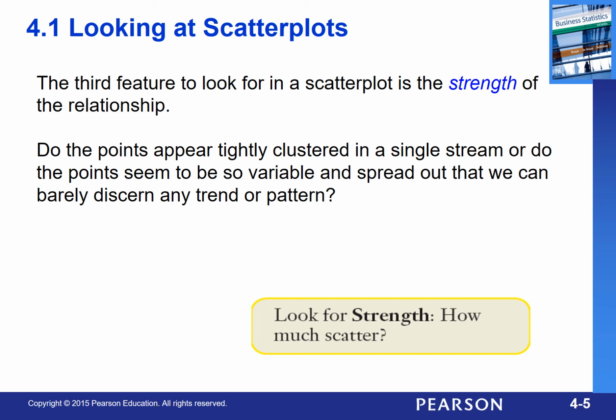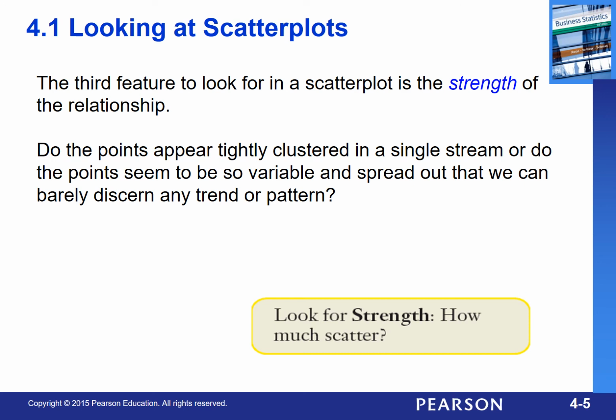So if it's very tightly clustered and your shape is really, really strong and it's pretty clear what's going on, like you could almost play connect the dots with it with a single line, then you probably have something strong. If you've got a little bit of scatter away from that, we usually call it moderate. And if we kind of see a pattern and I can almost see a shape, we usually call that weak.